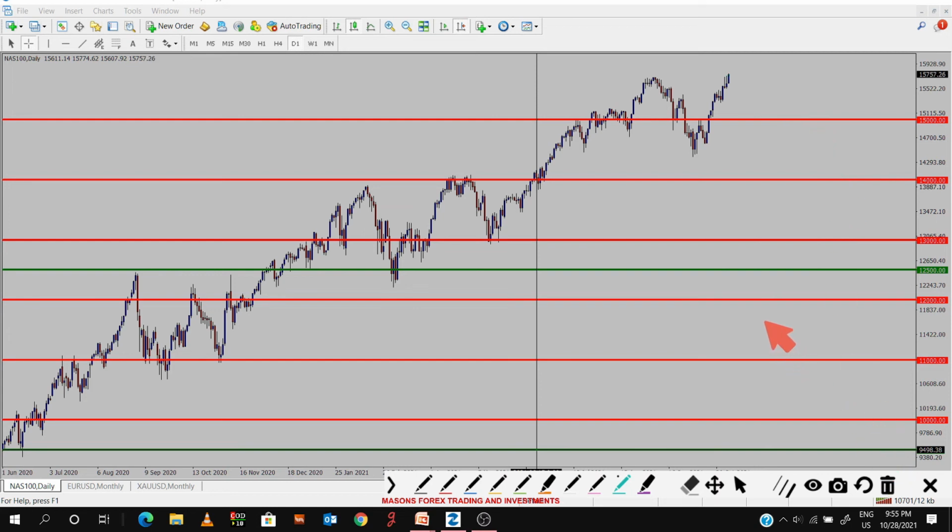Let's look at another example. Should price come to the 14,000 level and give us a type of rejection bar followed by an engulfing bar, this could indicate to us price would move to the 15,000 level.